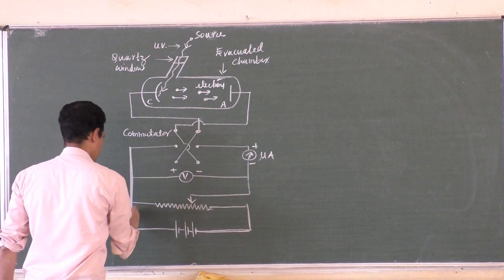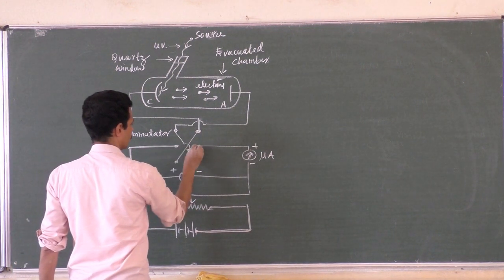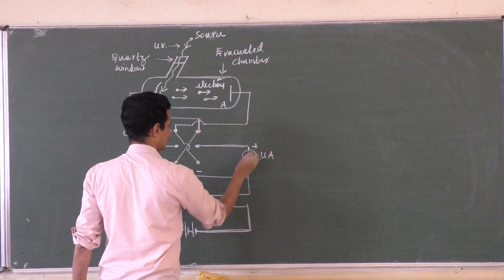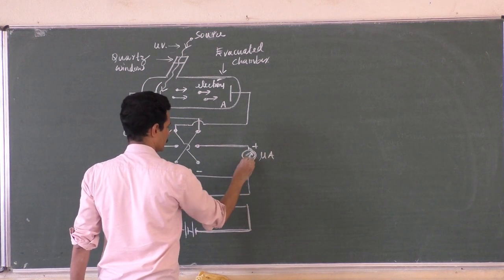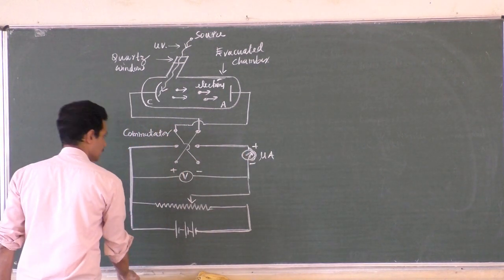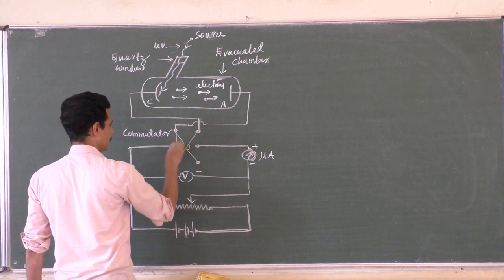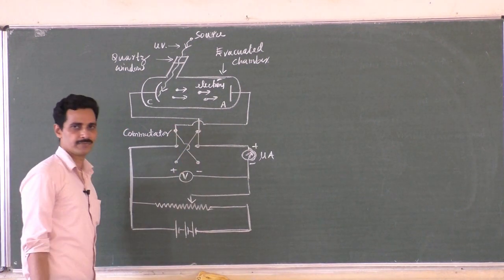Now, initially, which switches are you going to close? Of course, you are not going to write it in the exam, and that means you are not going to show it. Let me close these two switches, this one and this one. I'll show it in a different color.